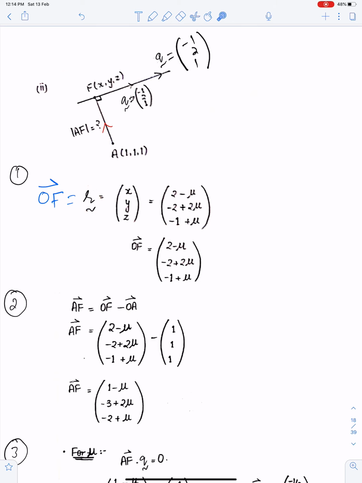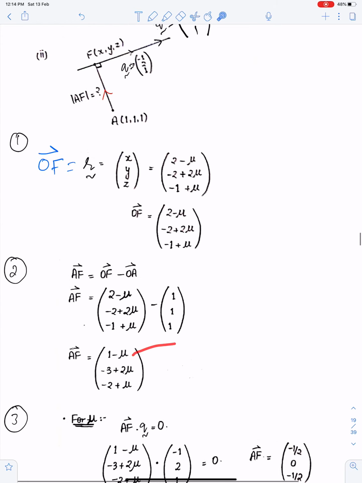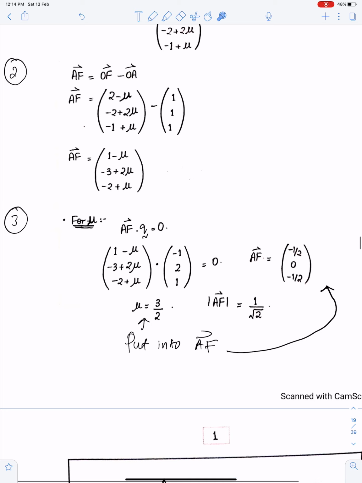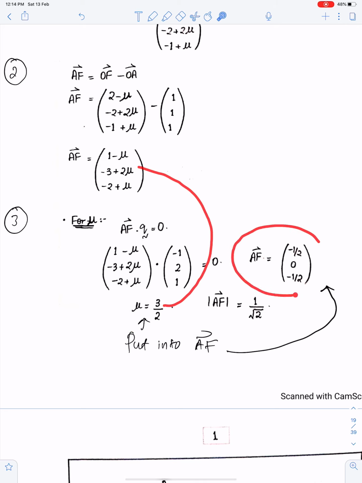After that, get AF, this vector. And it's simple, it should be OF minus OA. Number three, work for the value of mu. For that, take the dot product of this AF with q, because these two vectors are perpendicular. So by taking the dot product of these two vectors, we can get the value of mu. So mu is 3 upon 2. Therefore, by substituting mu into AF, we can have the vector AF, and this is the magnitude of vector AF.